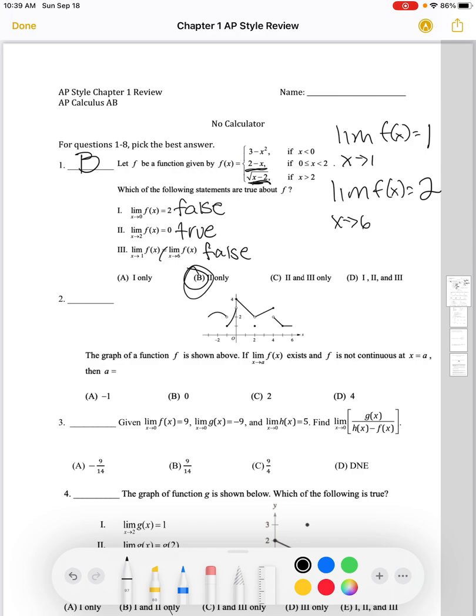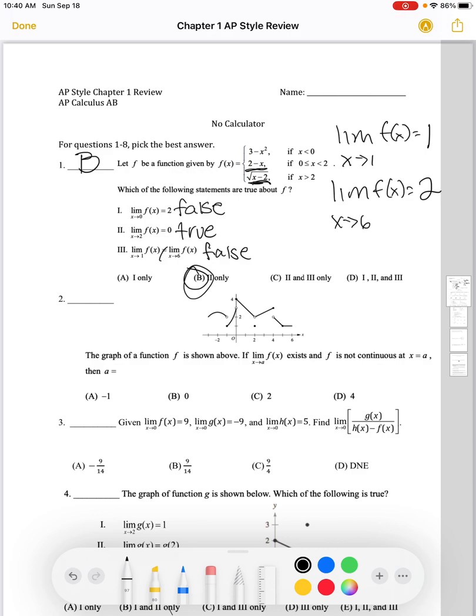All right, then the next one says the function f is shown above in that picture. If the limit as x approaches a of f of x exists, so the left and the right-handed limits are the same, but not continuous at a. So this is pretty much what we're looking for, a hole, so that the left and the right-handed limits exist, but not continuous, so there's got to be something else going on with the graph.